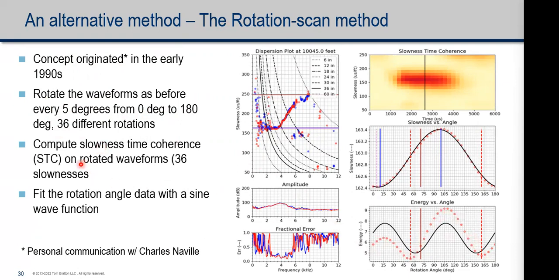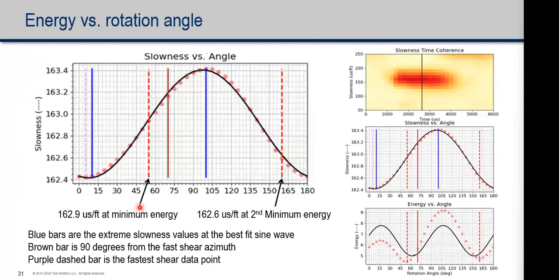And then we just stack the waveforms. We compute slowness time coherence, but we do it 36 times. And we fit this rotation angle data with a single theta sine wave. And you can see the black, that's the goodness of fit. So in this particular depth, there's some inconsistency. The minimum energy occurs at this slowness, which would be your fast.